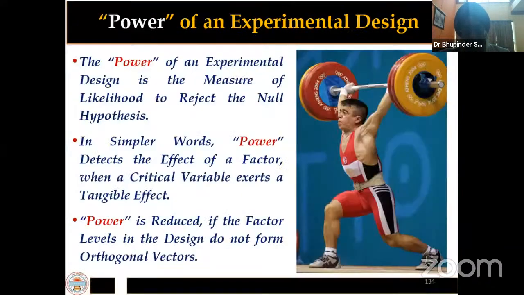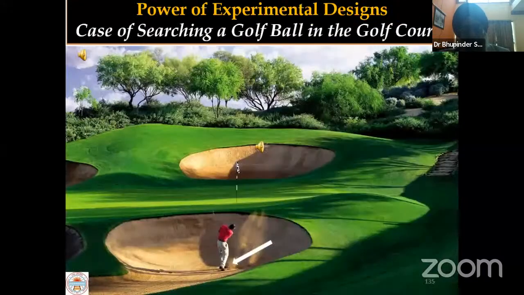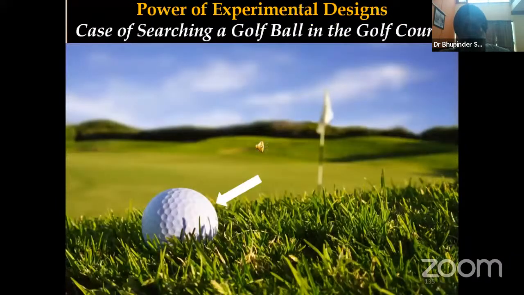So to make it understand, let's see, this golfer has, I repeat, golfer has struck the golf ball. The golf ball is now searched, golf ball is here. Now spotting of the golf ball in the golf ground is possible looking into the radius of the ball and the length of the grass.